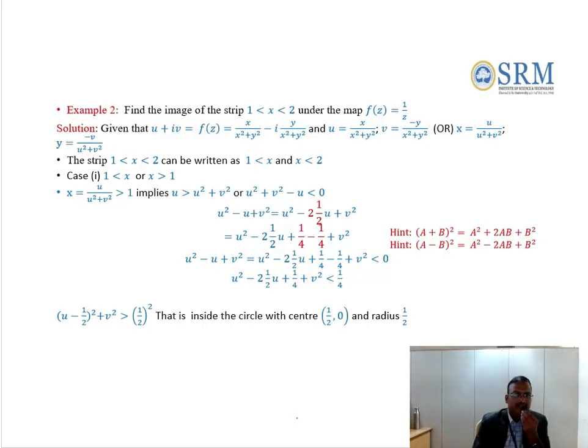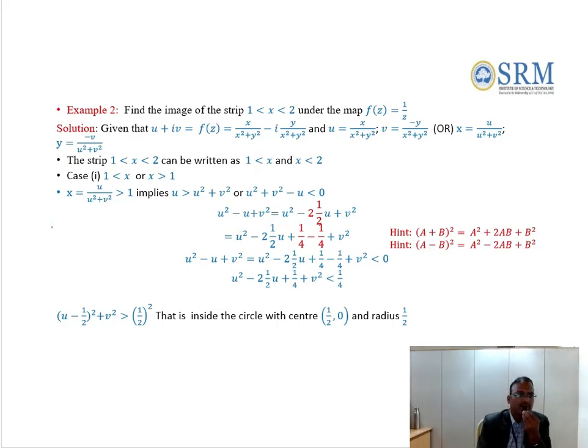Find the image of the strip 1 less than x less than 2 under the inversion map f of z equal to 1 by z. What does it mean? 1 less than x less than 2 means x is a bounded variable, that is x can vary from 1 to 2, whereas y can vary from minus infinity to plus infinity.